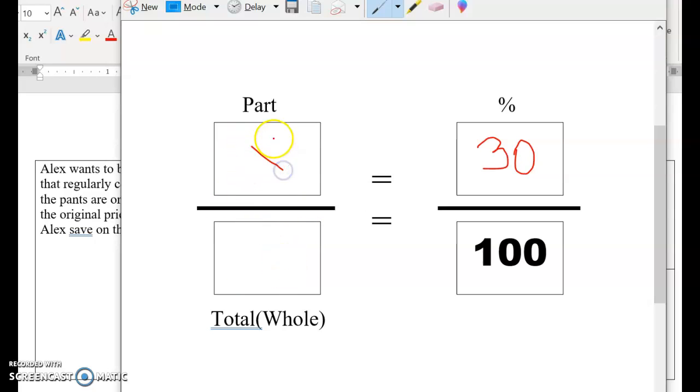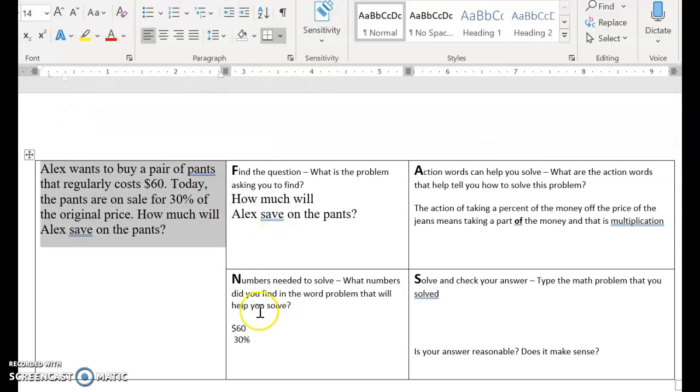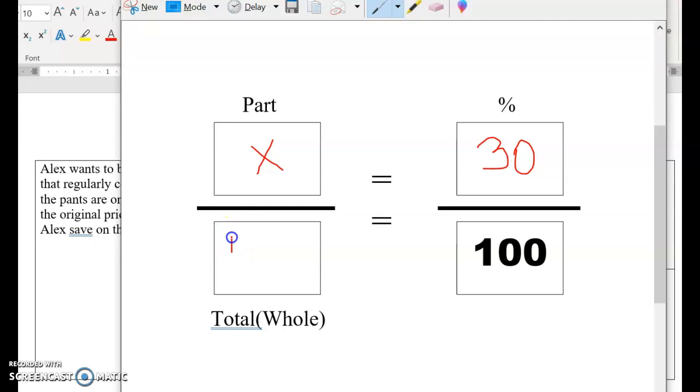So I don't know my part. I don't know how much money he'll save on the jeans. But I do know how much the total price of the jeans costs. The jeans cost $60. So remember to solve these, I can cross multiply 60 times 30 and get a product, get a number. I cannot multiply 100 times x and get a product and get an actual number. I'll just get another equation.